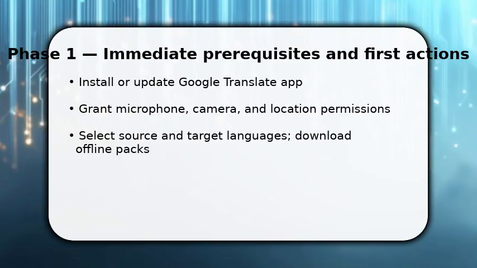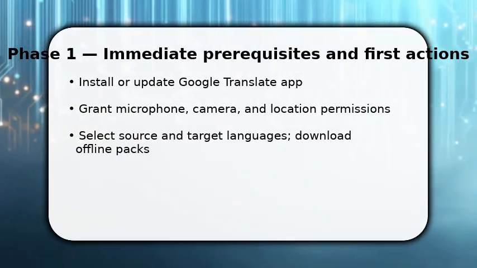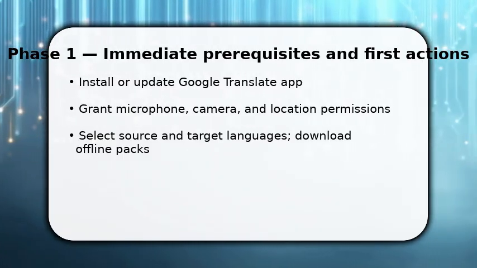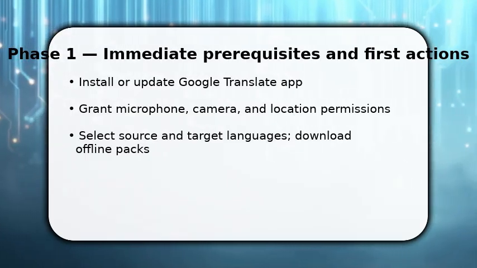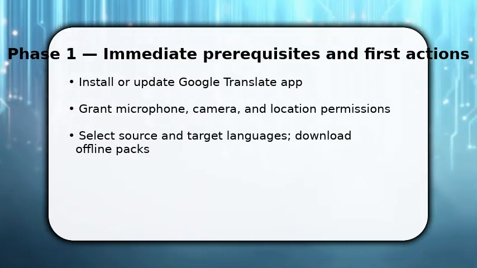You start by opening Google Translate and giving it permission to use your mic and camera so it can listen and scan text. Once done, choose the languages you need and make sure to download the offline language packs for reliable use without data. Now tap the camera or conversation icon to begin the practical steps.